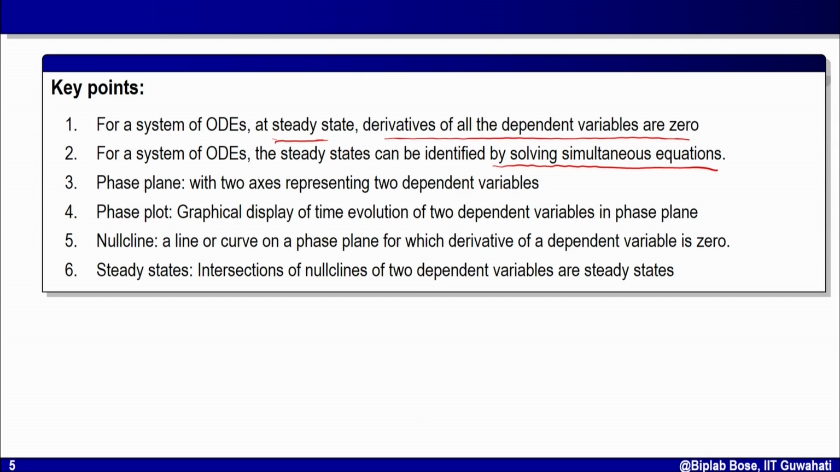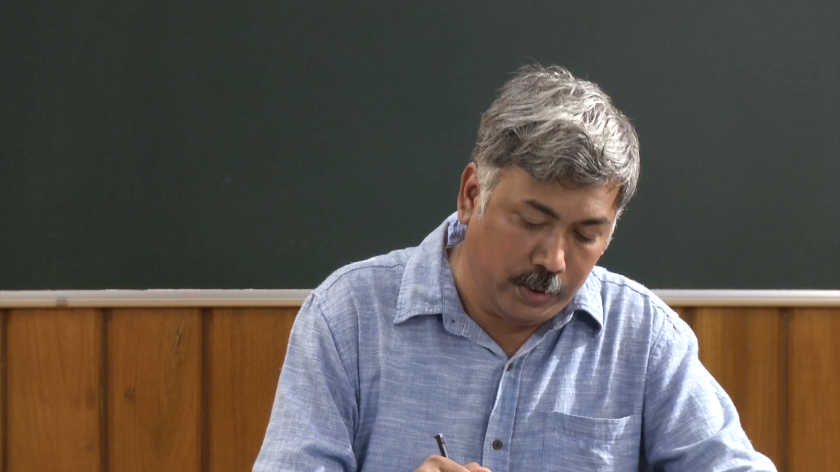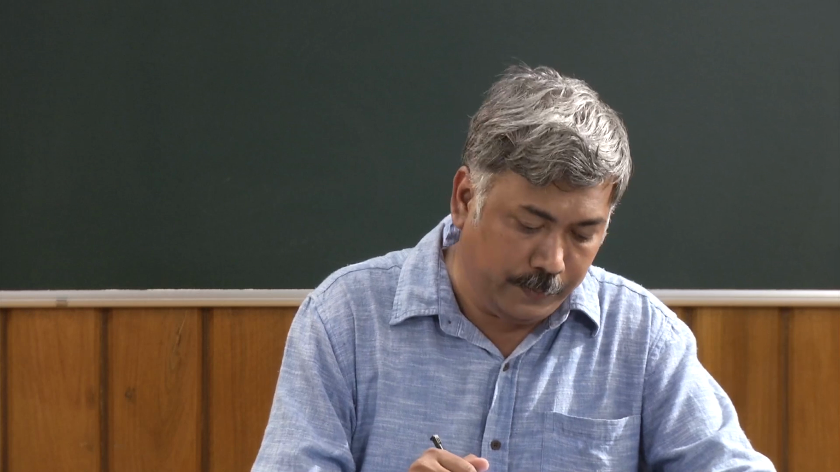We have also discussed the phase plane. In a phase plane, 2 axes represent 2 dependent variables, and we want to understand the time evolution of these 2 variables in this plane. A phase plot is nothing but a graphical display of the time evolution of 2 dependent variables in a phase plane. We have not drawn the phase plot yet, we have just introduced the concept here in this module.